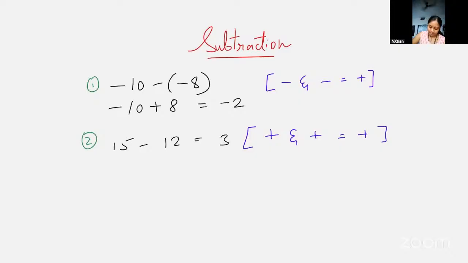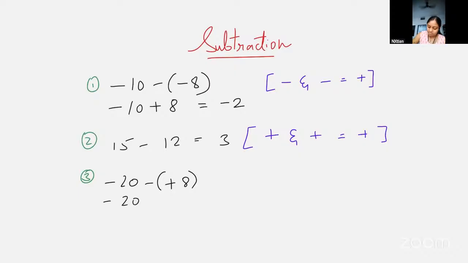Third question. We did minus minus, and plus minus. We did when both are positive. Let's do when the first number is negative and the second number is positive. -20 minus plus 8. Okay, when the first number is negative and the other number is positive, what will be the answer?